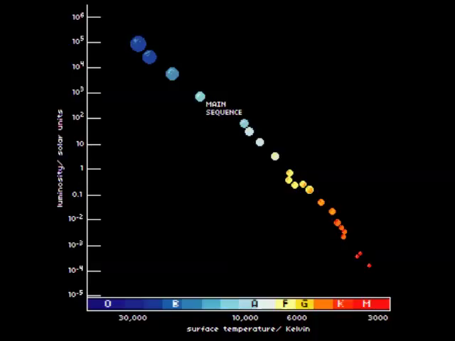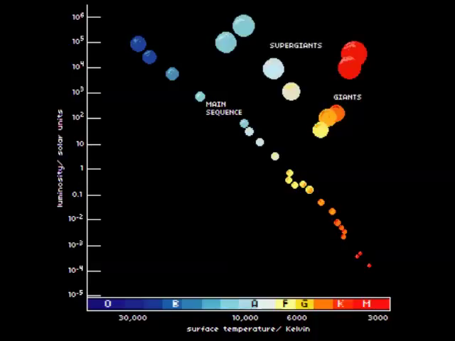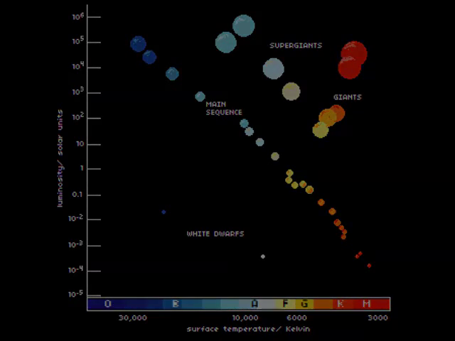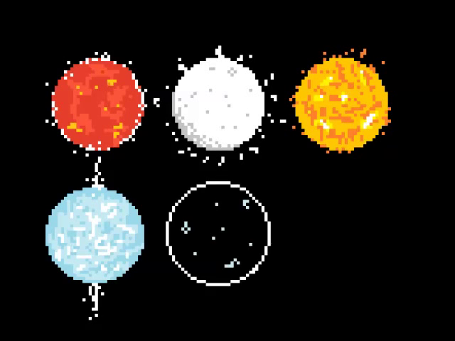As well as this, there are giants and supergiants in the upper right, which are very large and bright but not as hot as other stars. In the bottom left are the subdwarf stars, which are small and dim, yet very hot stars. All the main sequence stars are actually dwarf stars. There are 6 types of dwarf stars: red, white, yellow, blue, black, and brown.